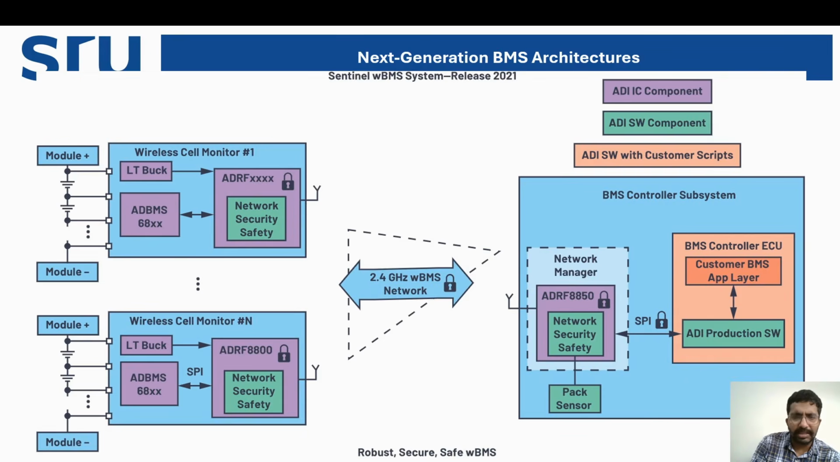Then the same things are also shown here, which type of frequency, 2.4 gigahertz, while the wireless BMS network can be used. Okay, and different modules will have different battery packs, how the battery packs will be communicating with the BMS controller subsystem is also shown here. So the BMS controller system is there, BMS ECU is there. Customer BMS application layer, ADI production switches are there. So this is all about the robust, secure and safe wireless systems.